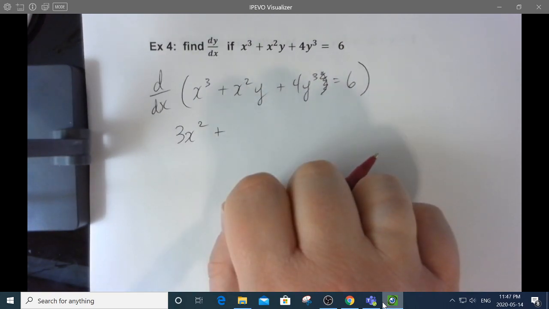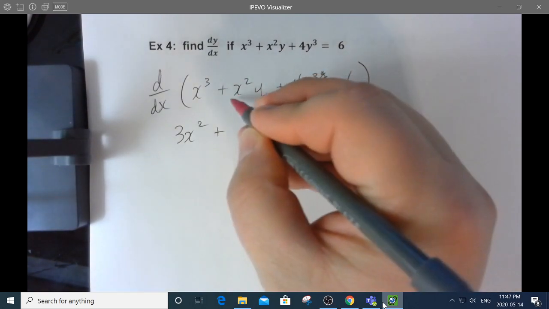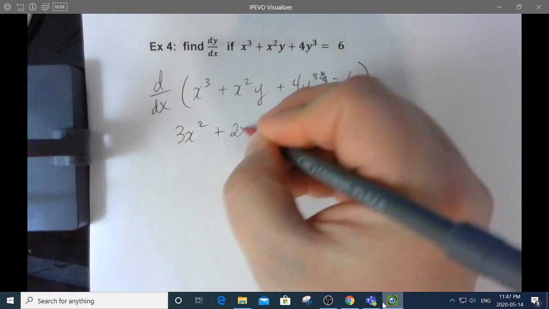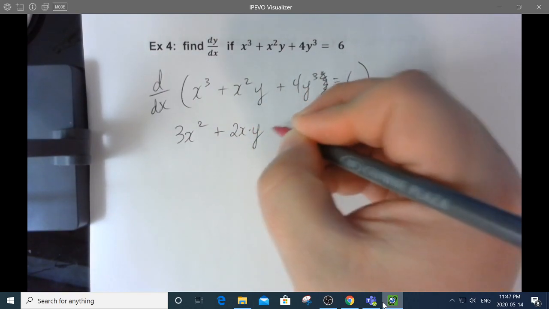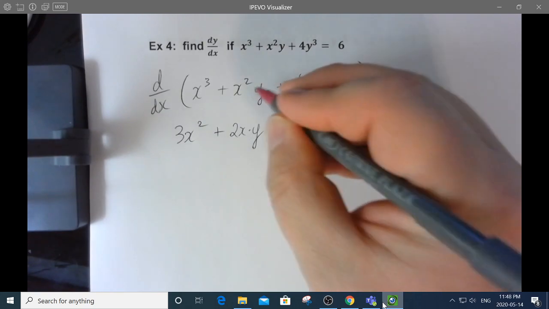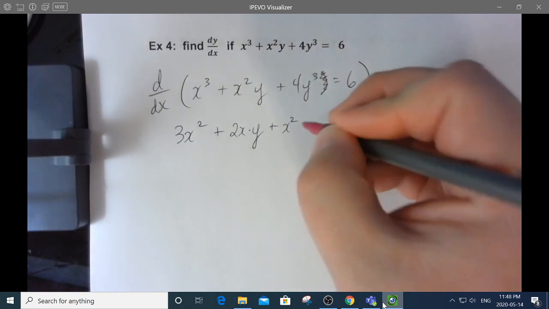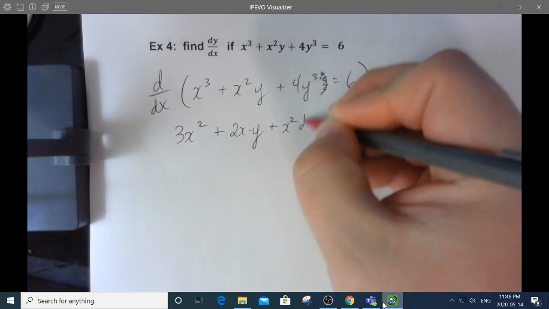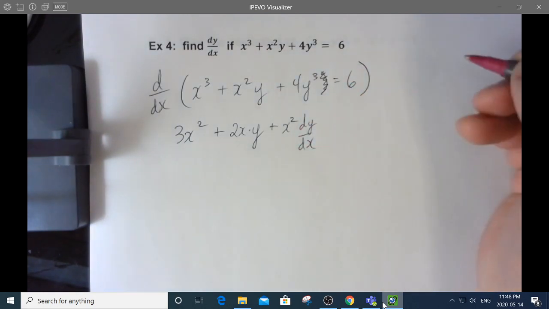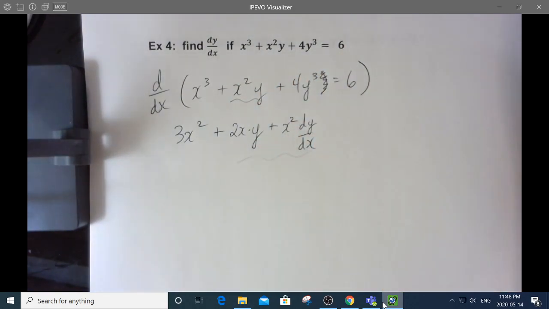product rule, right? So what would product rule be? Well, product rule would be the derivative of x squared, which is 2x, times y, plus x squared times the derivative of y. But the derivative of y, of course, I don't know, so I'm going to call that dy/dx. Everybody get how this became that using product rule?